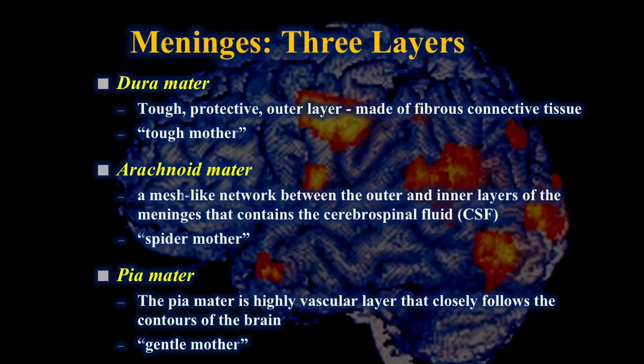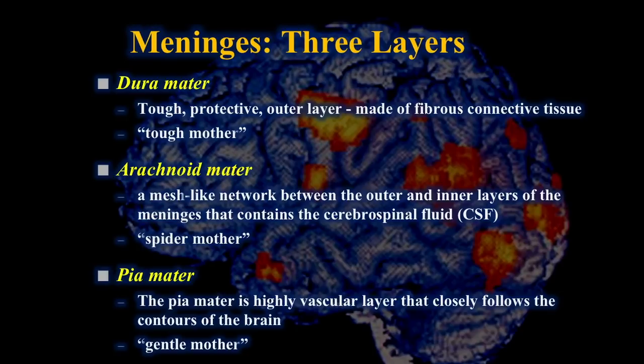dura mater. Okay? It is tough, it's a protective outer layer, and it's probably what you cut through to get to the sheep brain. It's pretty thick. It's made of fibrous connective tissue, and dura mater means tough mother. Mater is mother.